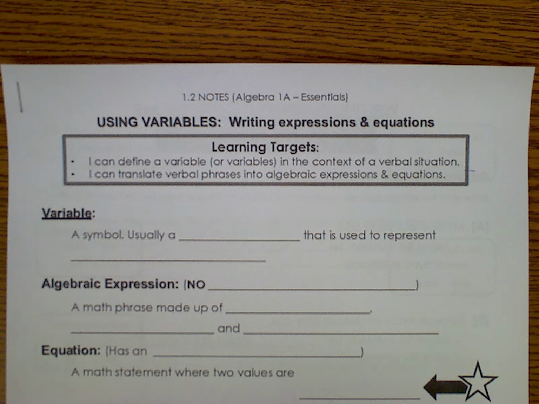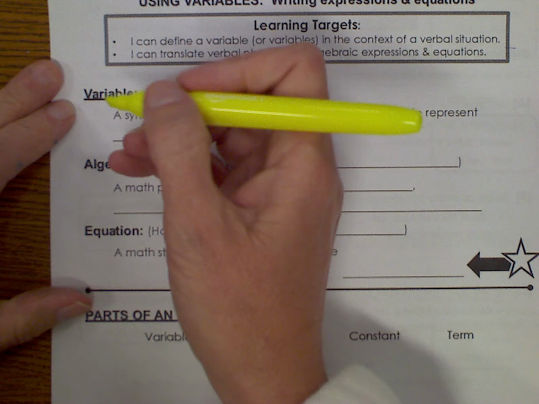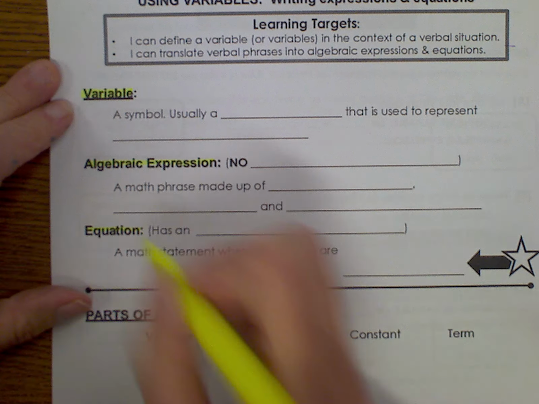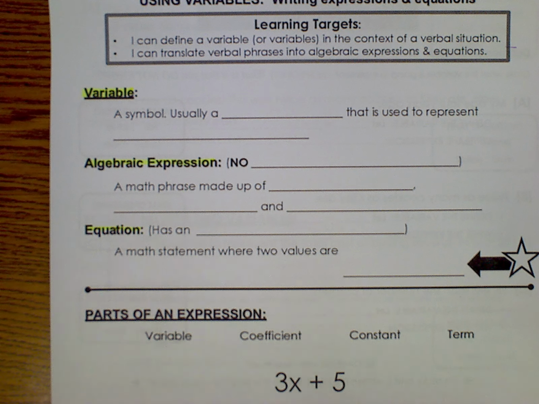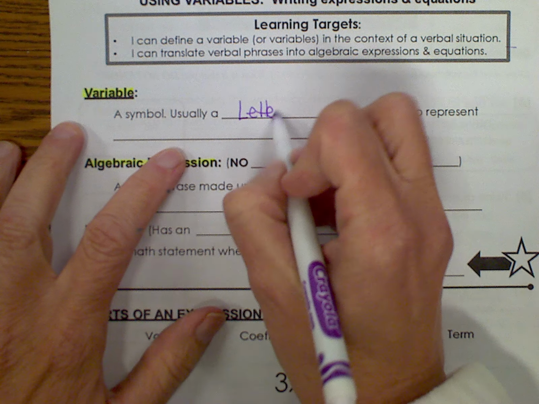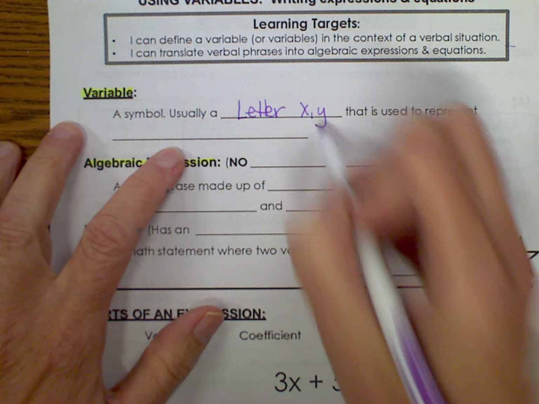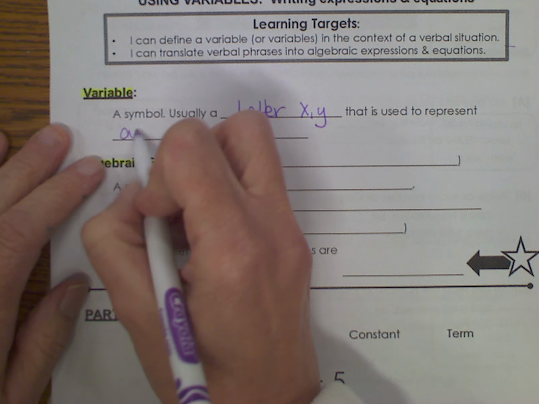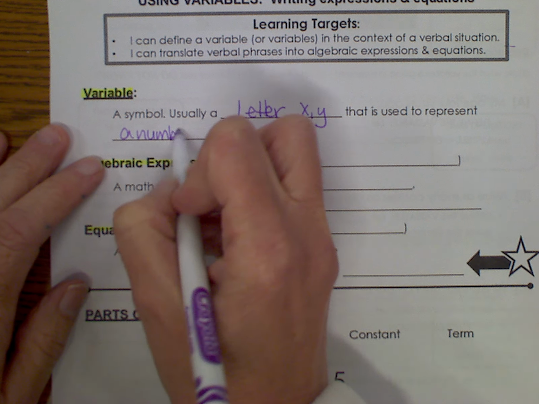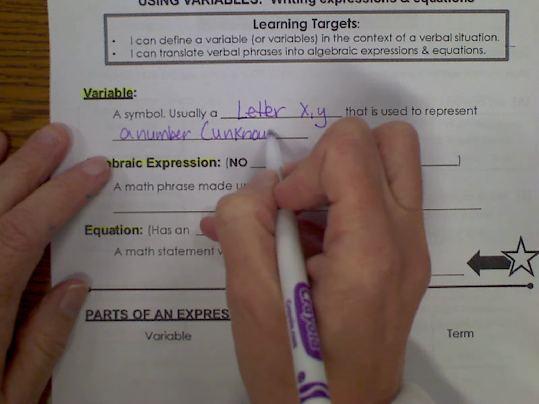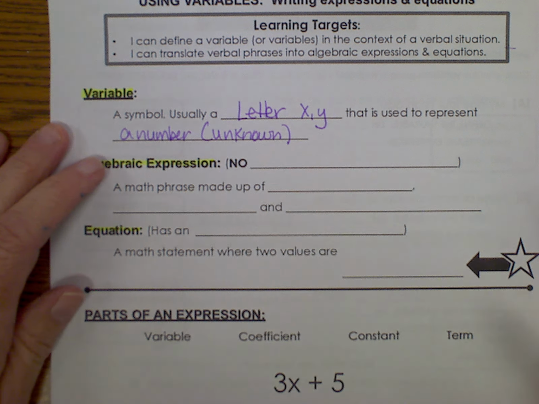All right, so for starters, we are going to pick up with some really important vocabulary here: variable, algebraic expression, and then equation. All right, so a variable is a symbol, usually a letter, like X or Y. We use those a lot. That is used to represent a number. And specifically, it's something unknown, because if we knew the number, we would just use the number.